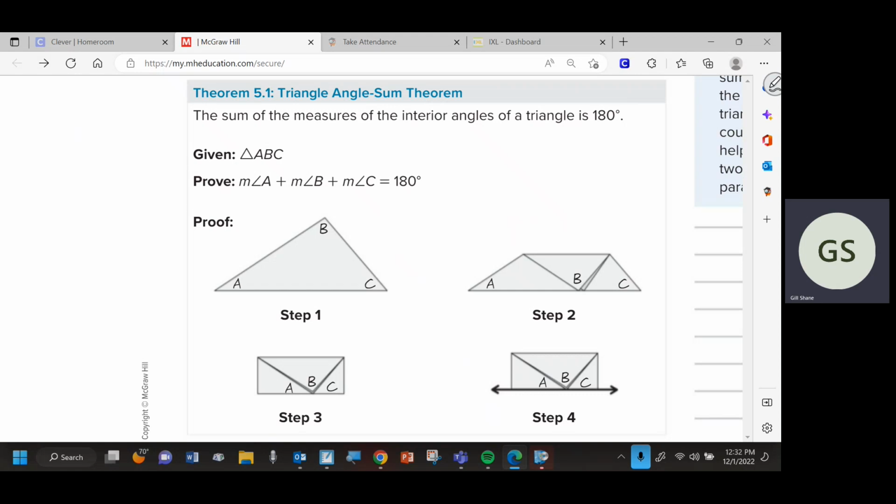First, a quick definition. In a triangle, you have three angles. Those are called interior angles. They're interior because we are measuring the inside part of that angle. That's basically the inside of the triangle.